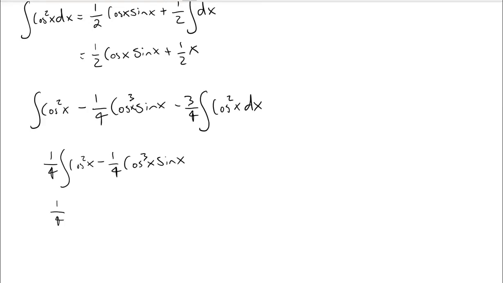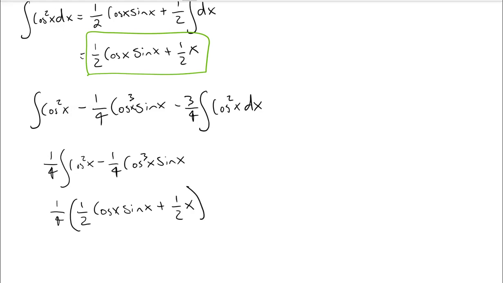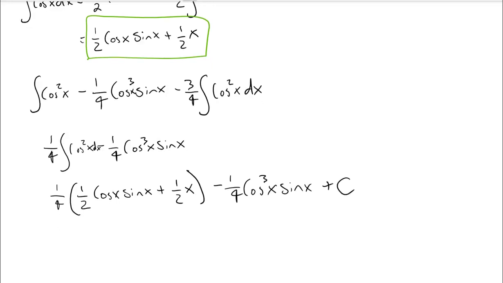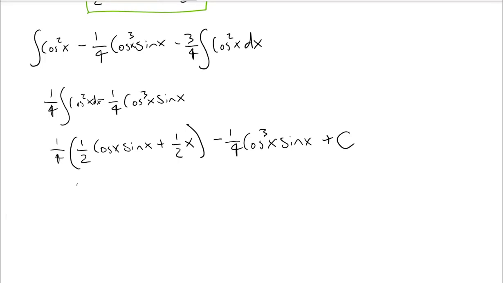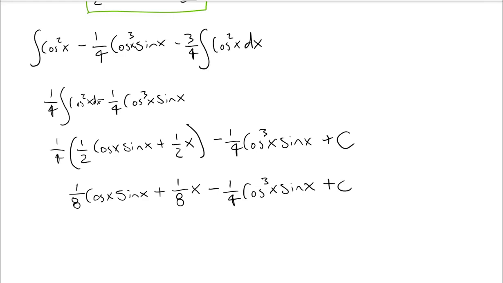We would get 1/4 times 1/2 cosine of x sine of x plus 1/2 times x, and then this would be minus, and once again I forgot my dx there, minus 1/4 cosine cubed of x sine of x, and now we can write our plus c. Now if you multiply this 1/4, you get 1/8 cosine of x sine of x plus 1/8 x minus 1/4 cosine cubed of x sine of x plus c.